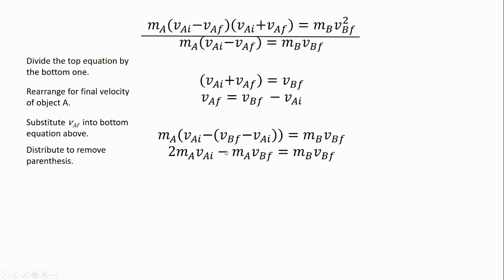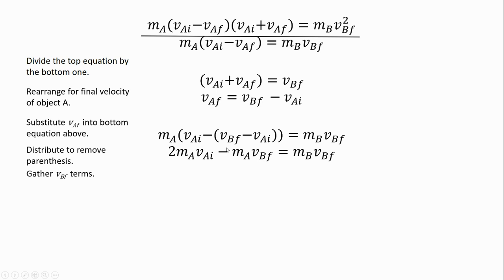Now, you're thinking that's more than just distributing, but notice a minus VA initial and a VA initial, that's 2 VA initial. That's where this 2 VA initial comes from. You multiply it by MA. And then likewise, the VB final is negative multiplied by MA. So we have this term so far.